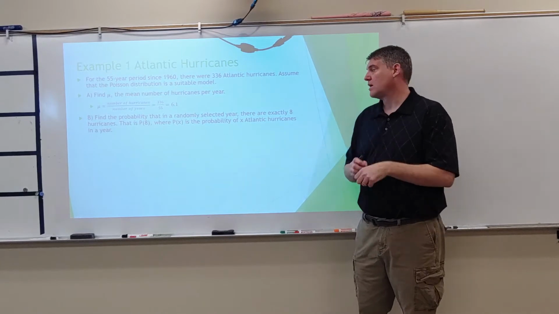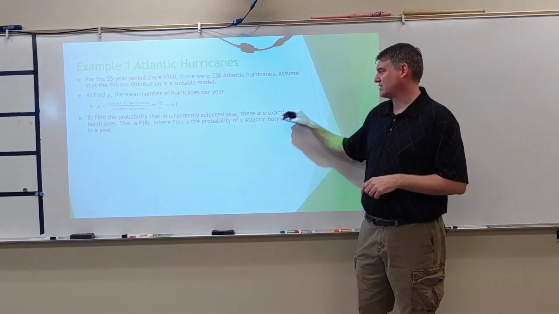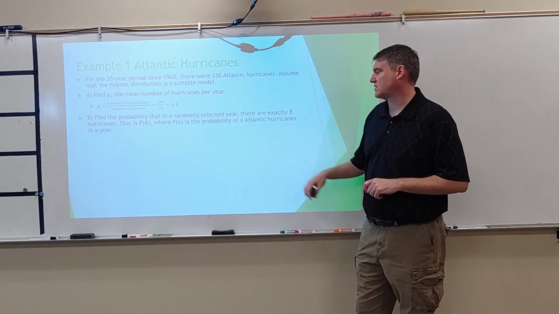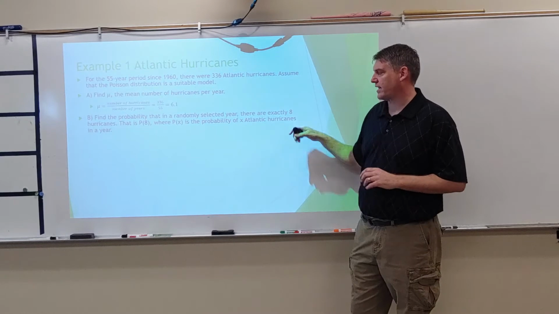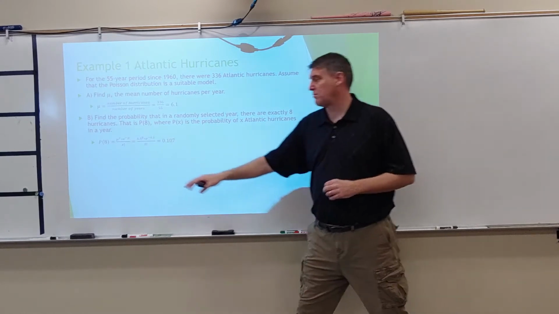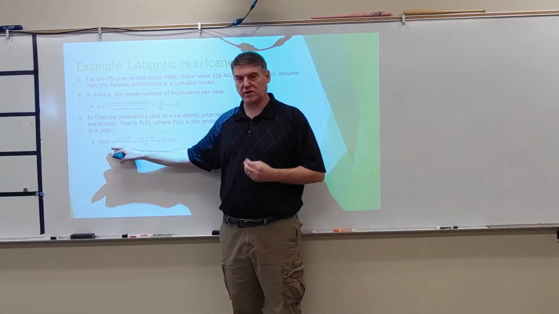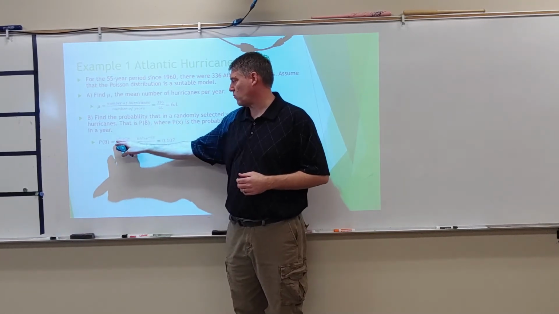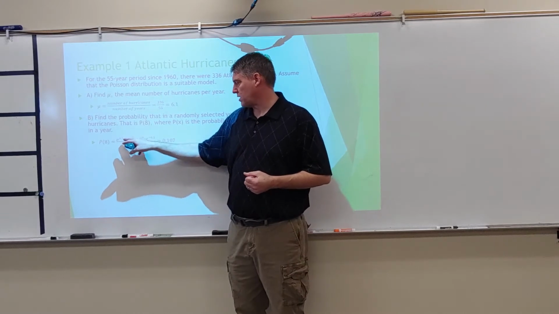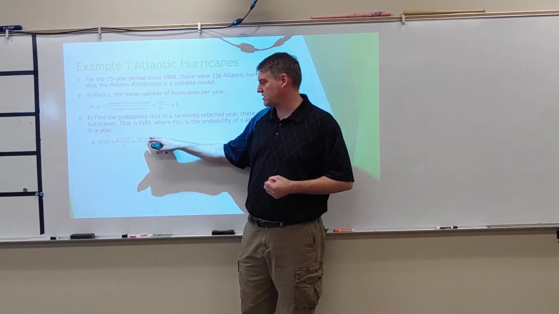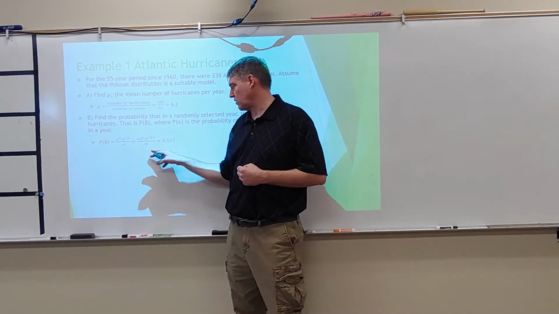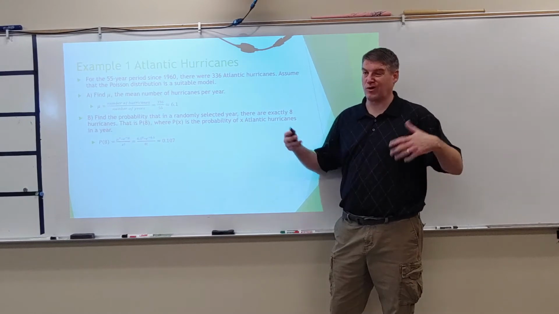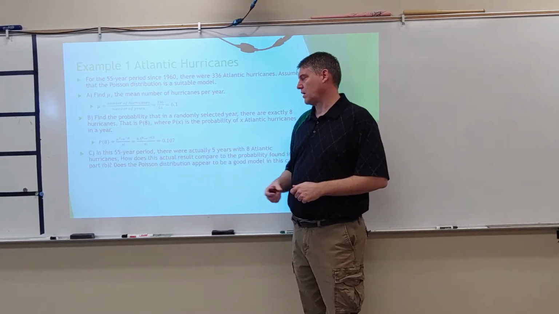Find the probability that in a randomly selected year there are exactly 8 hurricanes. That is P of 8, where P of x is the probability of x Atlantic hurricanes in a year. So now I'm going to use this Poisson formula here. I already know mu is 6.1 and x is 8. So I'm going to go 6.1 to the 8th power times e to the negative 6.1 over 8 factorial, which is 0.107. So almost 11%. Okay?